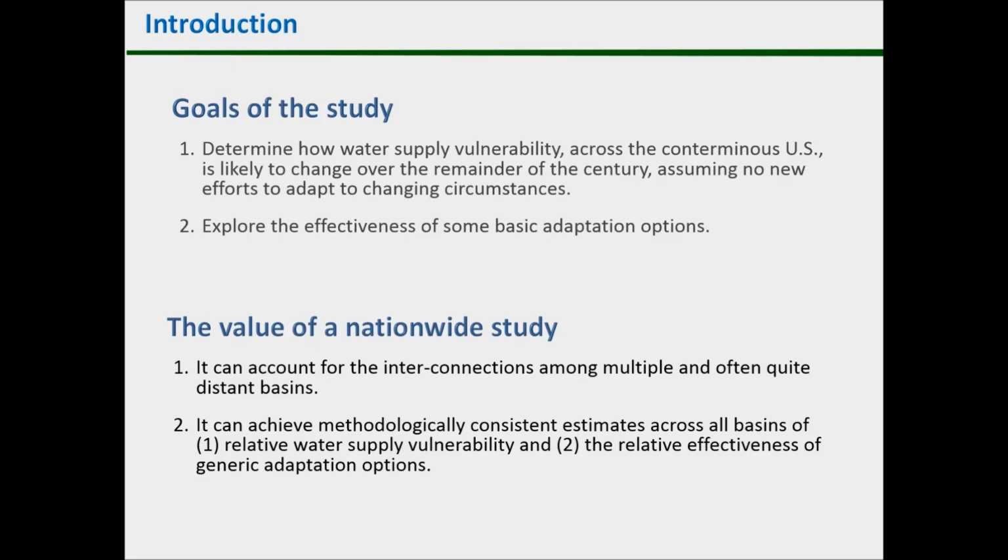You might ask, why do a nationwide study like this, since studying it over such vast scales doesn't allow the sort of fine-tuning you would need to do to really understand the situation in a given basin, to understand it well enough to actually make some decisions about, say, a certain adaptation possibility. And the value of this large-scale study that we see is that it can account for the interconnections among multiple and often quite distant basins, and it can achieve a methodologically consistent estimate across all basins of the relative water supply vulnerability and of the relative effectiveness of some basic generic adaptation options.